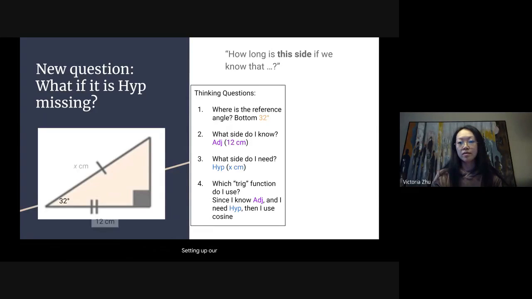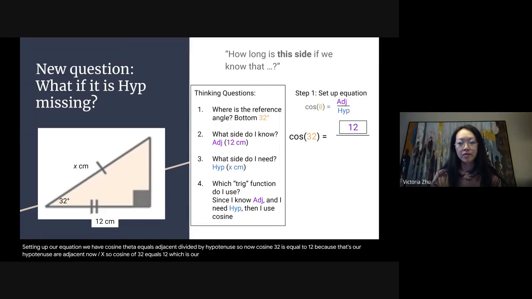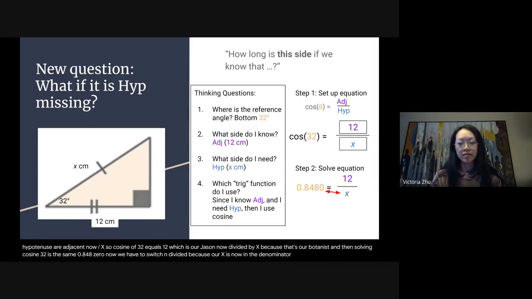Setting up our equation, we have cosine theta equals adjacent divided by hypotenuse. So now cosine 32 is equal to 12, which is our adjacent now, divided by x, because that's our hypotenuse. And then solving, cosine 32 is still the same, 0.8480. Now we have to switch and divide because our x is now in the denominator, just like before. So then x is equal to 12 divided by 0.8480, which is about 14.15. So again, same process, it's just a matter of setup.